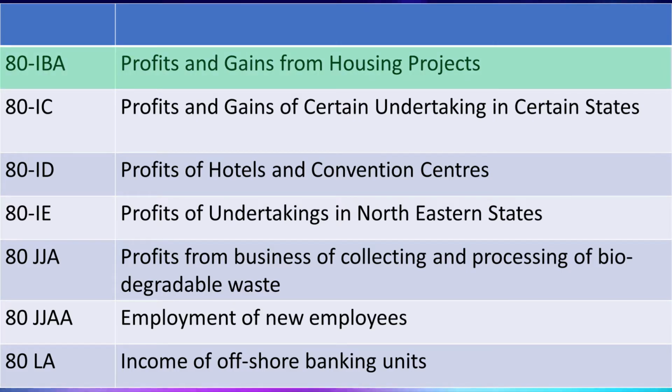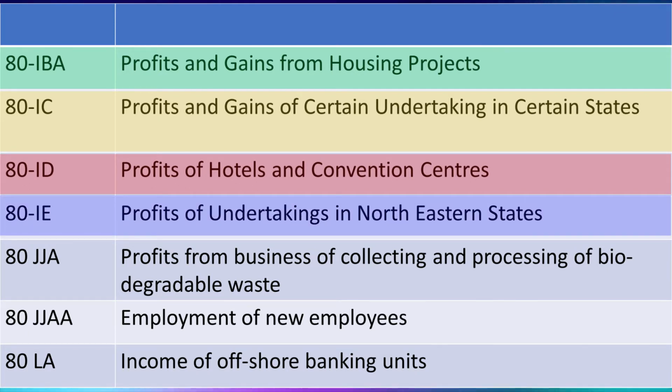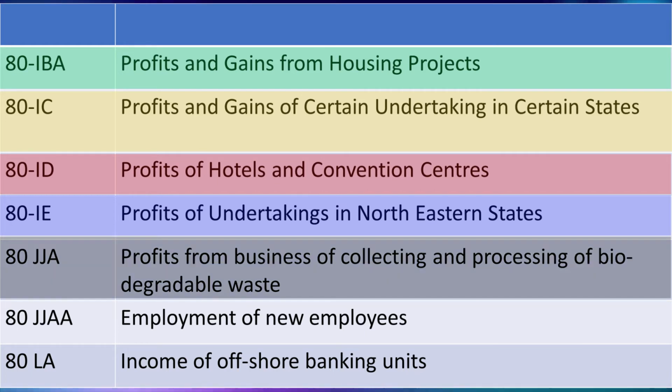80-IBA, profits and gains from housing projects. 80-IC, profits and gains of certain undertakings in certain states. 80-ID, profits of hotels and convention centers. 80-IE, profits of undertakings in northeastern states. 80-JJA, profits from the business of collecting and processing of biodegradable waste. 80-JJAA, employment of new employees. 80-LA, income of offshore banking units, etc.